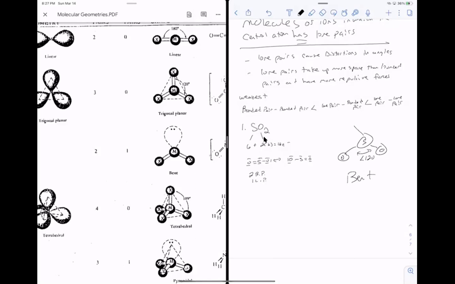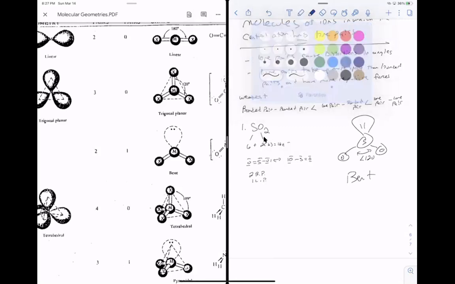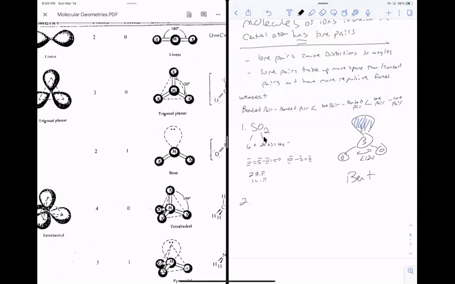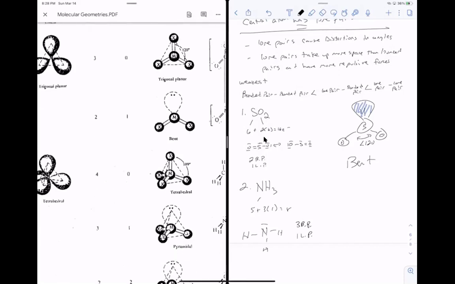And if you wanted, you could draw the lone pair in, although you don't need to do so. Okay, number 2. Next one is ammonia, NH3. 5 plus 3 times 1 is 8. And so we have nitrogen and our 3 hydrogens and our lone pair. So again, we see here 3 bonded pairs and 1 lone pair. We go to our 4 pairs, that's our tetrahedral structure.